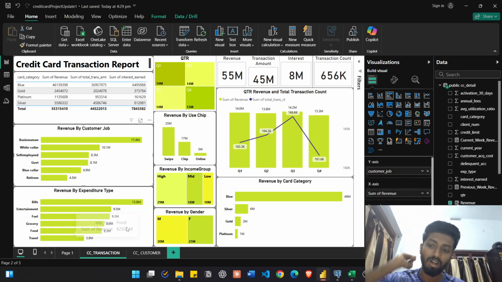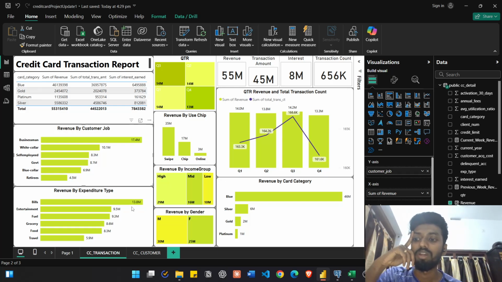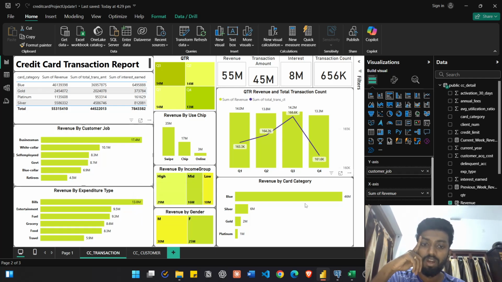Here it is what kind of expenses are major, which expenses have been generating more revenue. Then we can see bills, which generate close to 13.8. And for each graph or chart, whichever, what we do is figure out what the x and y axis should be and what the label has to be.